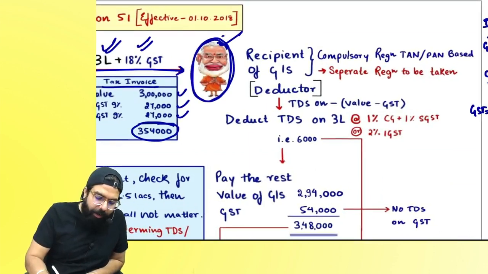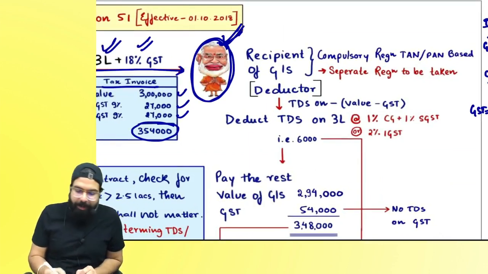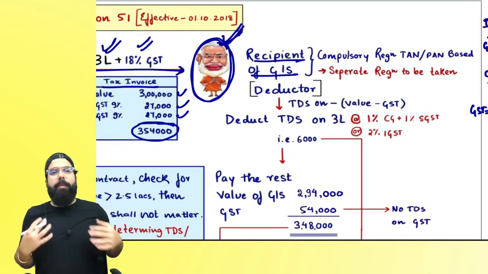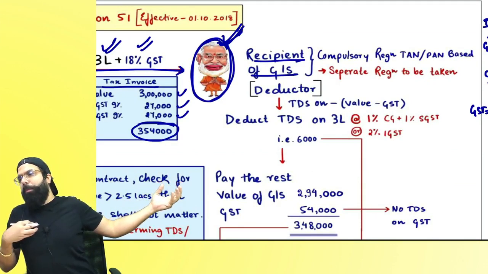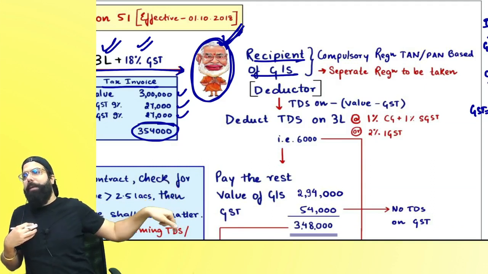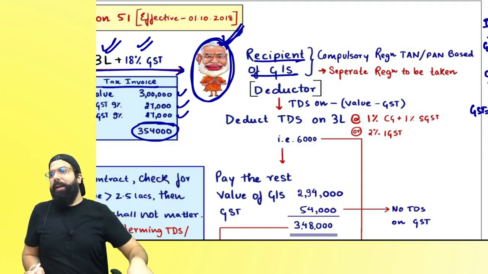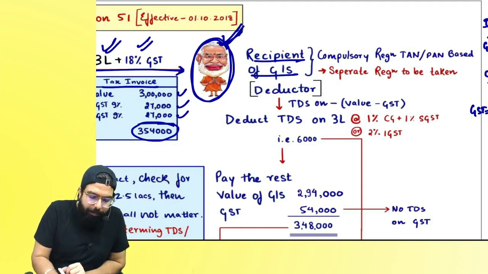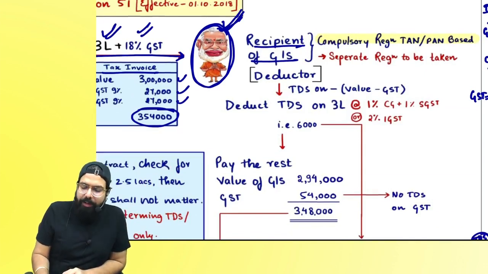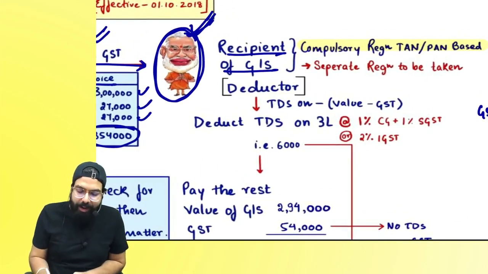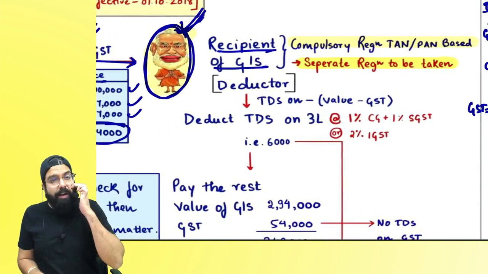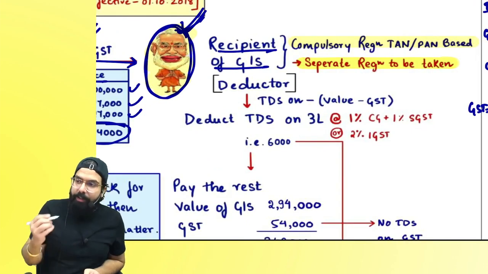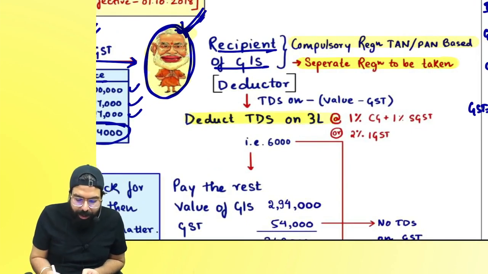Always remember, the government department being the recipient of goods and service, the government has told the department, I want to trace these people who are supplying to the government department, hence the department has to deduct TDS and give it to the government. So what will the government department do? First of all, they will take compulsory registration, either TAN based or PAN based, and it's a separate registration to be taken. Even if they are normally registered, they will have to take separate registration as a TDS deductor.